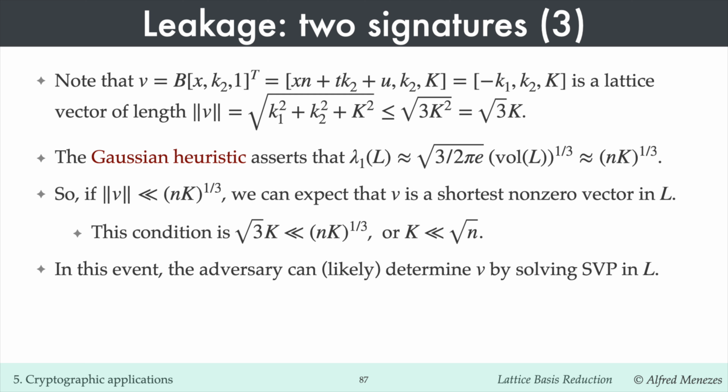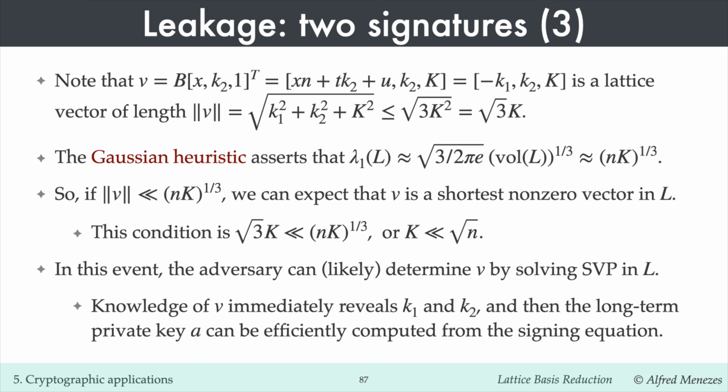So if k1 and k2 are both much smaller than the square root of n, then the target vector V is likely to be a shortest non-zero vector in the lattice, and therefore can likely be determined by solving SVP in L. Applying LLL to compute a short basis for L will often produce V or its negative among the basis vectors. From such a vector, the adversary reads off k1 and k2 and then immediately computes the long-term private key A from the signing equation. Thus, the ECDSA implementation is completely compromised.